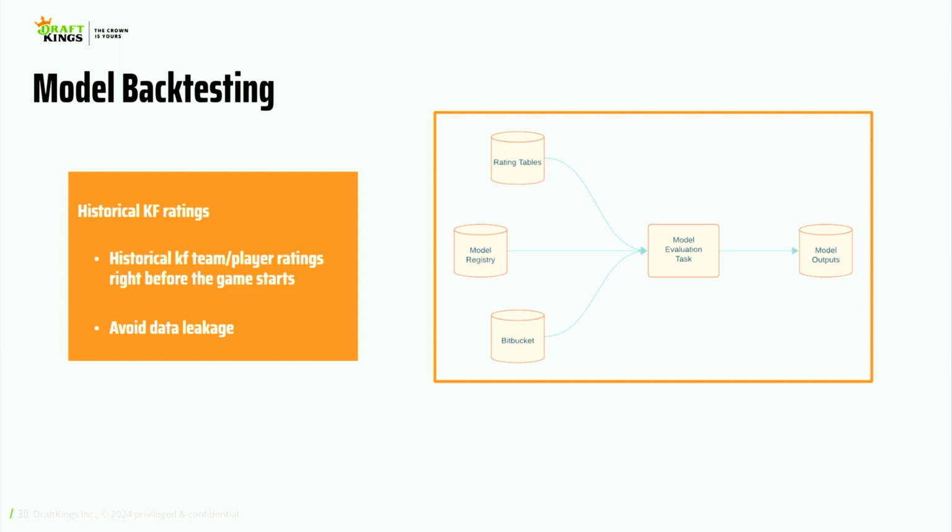That brings us to model backtesting. The idea is that we can grab a particular version of the model in the model registry, and for each game in the past, we get the ratings right before the game starts. Then we can run our model to backtest the performance. By doing so, we don't have to worry about the data leakage problem, because we are not using information from the future to predict the past.